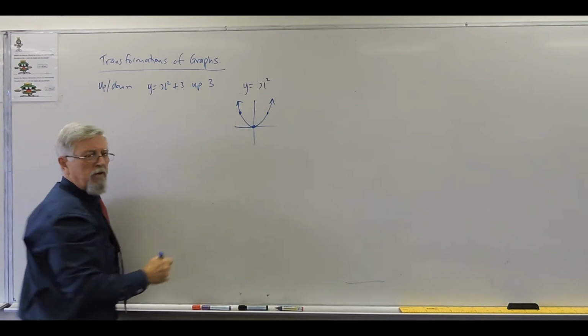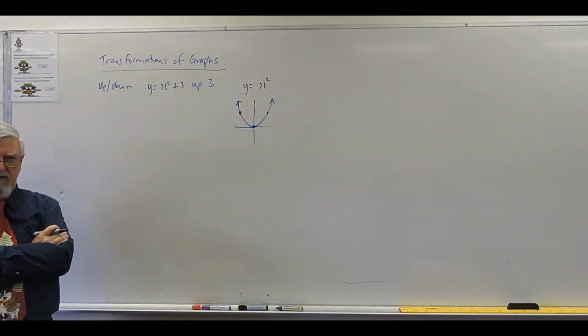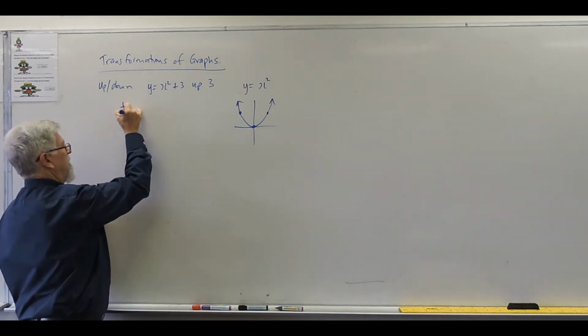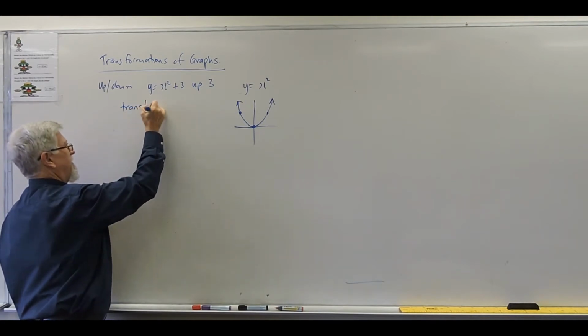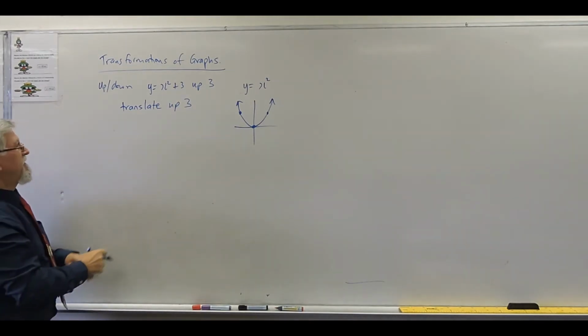How do we write that properly in maths? It starts with T, lots of letters. Come on, say it for me. Translate. Translate up 3. So we've got the up and downs.